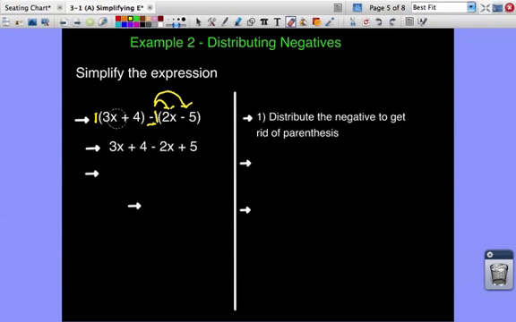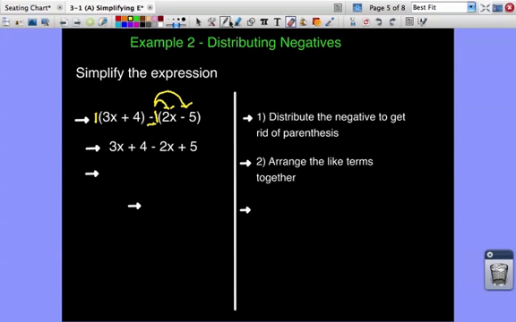If we notice, whenever you have a negative outside of the parentheses and you have to distribute that negative, really what you're doing is just changing the signs of whatever's inside. If it's a positive, it becomes a negative. If it's a negative, it becomes a positive. Now we just do the same thing that we did in the problem before. We use the commutative property to arrange the like terms together.